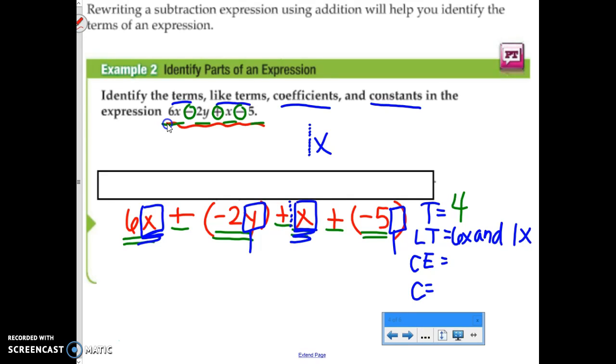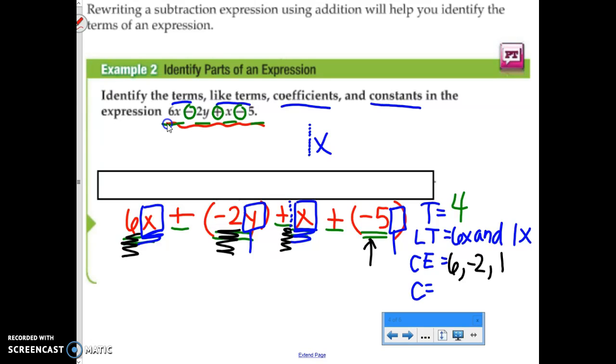The next thing we're going to do is identify all of the coefficients. So here directly in front of this variable I have a 6. Directly in front of this one I have a negative 2. Remember that an x has a coefficient of 1. And because this part of the expression right there does not contain a variable, we know that there is no coefficient there. So my 3 coefficients are 6, negative 2, and 1.